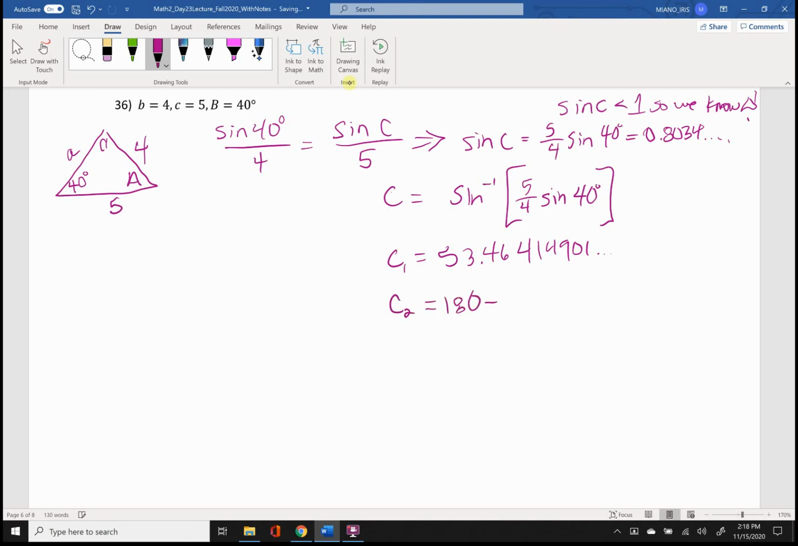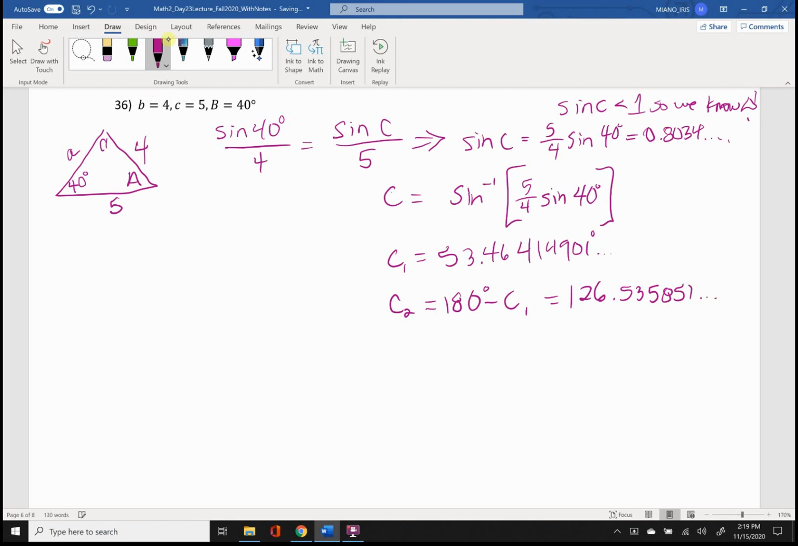And this is how you would do it, right? You take your 180 degrees, you take the supplement of this angle right here, okay? Let's just use the fact that I already assigned it a value of C1. So 180 degrees minus C1, and this is degrees too, and that's going to equal 126.535851 dot, dot, dot.